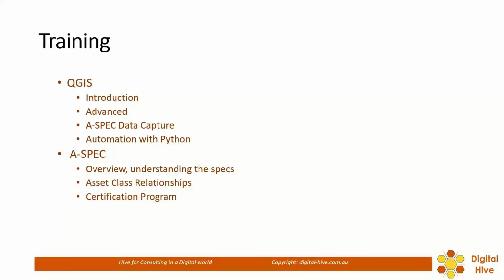And then in terms of spec training, George does offer overviews for understanding the specs, and to understand the asset class relationships. I've looked at a lot of data lately and have discovered that very often people don't fully understand the relationships between different asset classes, and so we can talk about that. And then finally, there is a certification program on the cards. If you want to know more about that, then also get in touch with George.